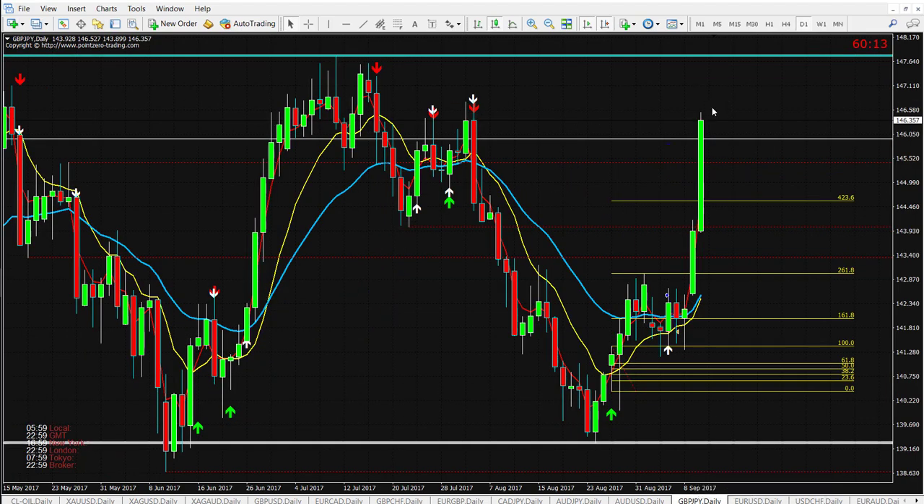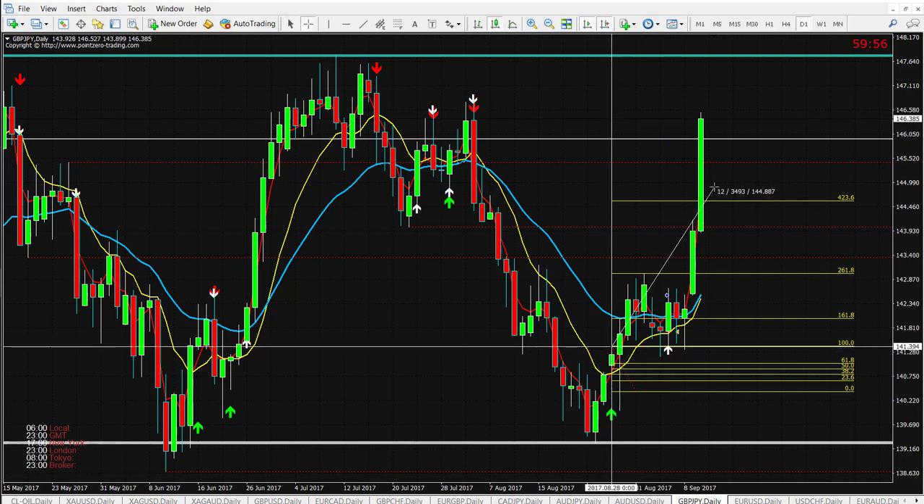GBPJPY is amazing. It just shot up, it just went to the roof during past 2 days, today and yesterday, and very amazing. This pin bar was our signal, and if you had your target, as I say, normally midway between 423 and 261, you probably would be out by yesterday. But 500 pips, very amazing.